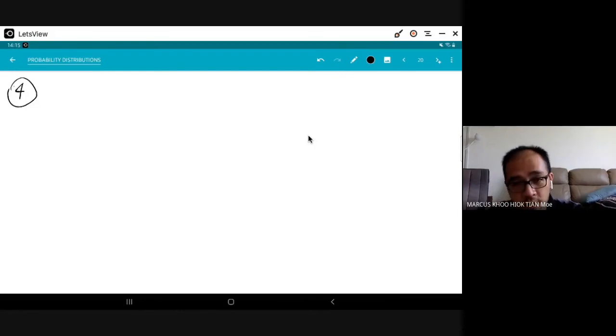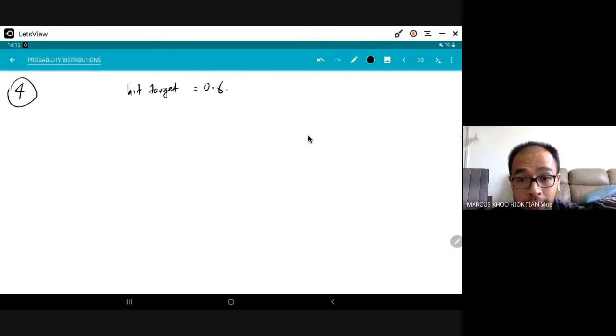Okay, this last question, I want you to pay special attention to this. The probability that the shot from a shooter hits the target is 0.6. So it says hit target is 0.6. But we don't know whether hitting the target is a success or failure event. The question hasn't told us yet. Calculate the minimum number of shots that the shooter needs to make so that the probability to hit the target at least one shot is greater than 0.9.